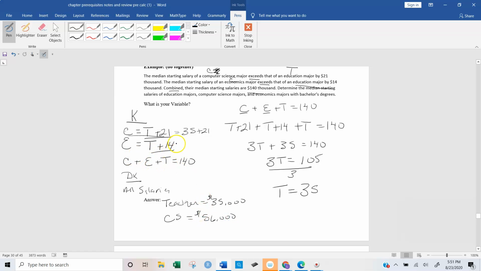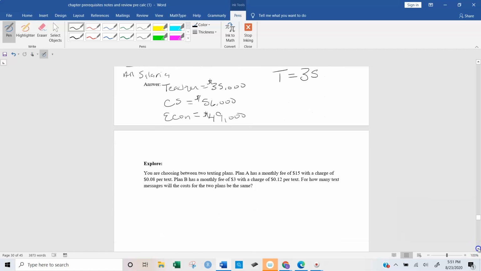Then I know the economics guy is going to be the 35,000 plus 14 because he's 14,000 more. So I know the econ guy is going to make $49,000. Well, that wasn't so bad. I think we understood everything okay there. All right, you try the next one on your own.